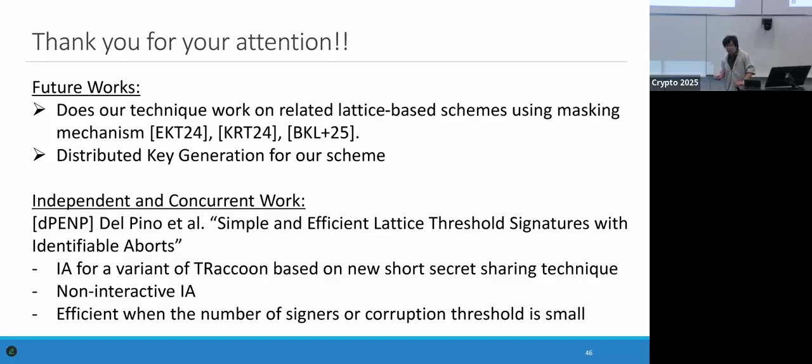And as independent and concurrent work, recently Rafael et al. proposed another IA protocol for a variant of lattice-based signatures, a variant of Ringtail. They use very different and very interesting techniques. So if you are interested, please check this paper. Thank you for your attention.